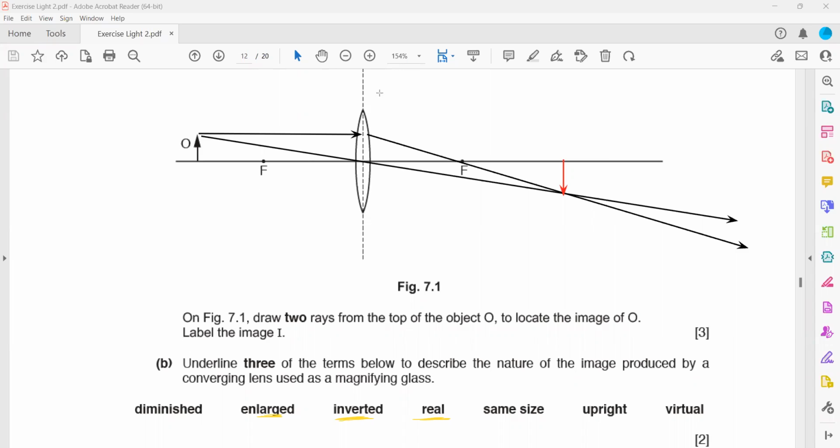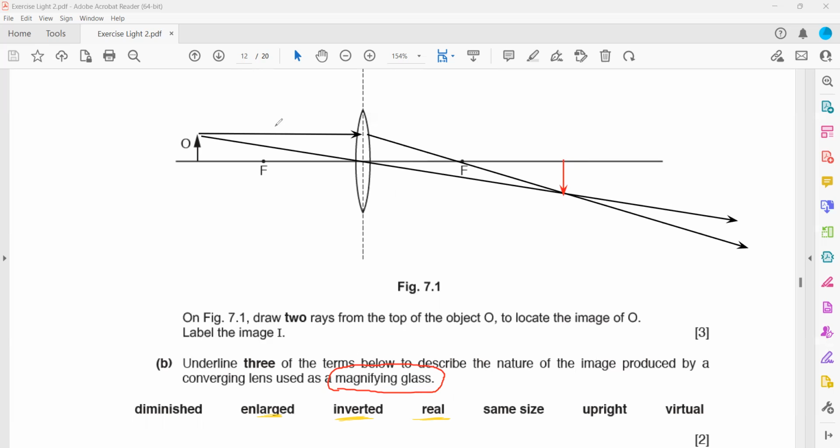When you compare the size of the image with the size of the object, because this is done with measurement, it's a real image. But the question is not related to this image. The question is related to the magnifying glass. Underline three terms which describe the nature of the image produced by a magnifying glass.